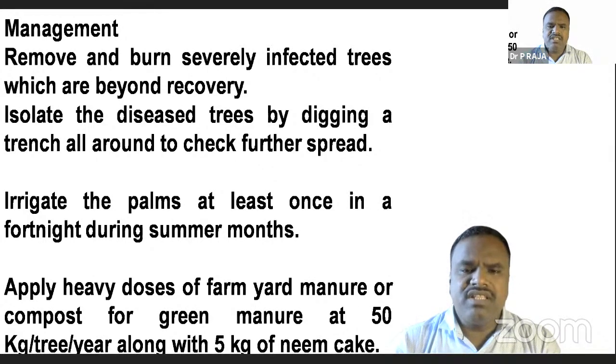Okay, and then if we irrigate during the summer months, what will happen is these spores will germinate, and they will die. Okay, and also we can apply heavy doses of farmyard manure and green manure, 50 kg per tree. If you apply this much along with 5 kg of neem cake, what will happen is the tree will grow well, the tree becomes very healthy, and it can resist the pathogens.